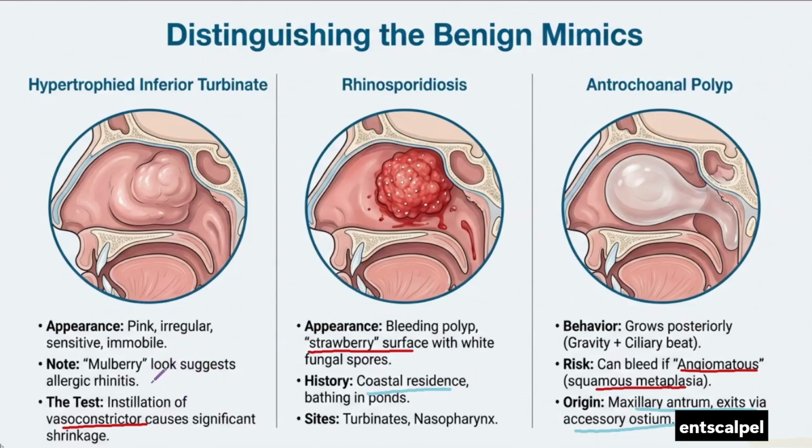There is, and it's incredibly simple. You use a vasoconstrictor test. Right. You just put a few drops of a decongestant in the nose. This chemical shrinks normal blood vessels. If the mass just shrinks away and opens up the airway, it's just a turbinate. And if it doesn't shrink, well, tumors don't care about nose drops. If it stays the same size, you've got a problem. Simple, elegant, I love it.